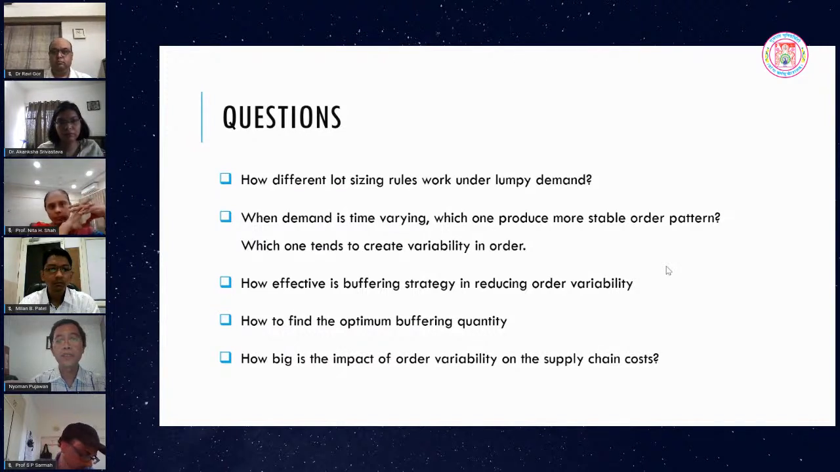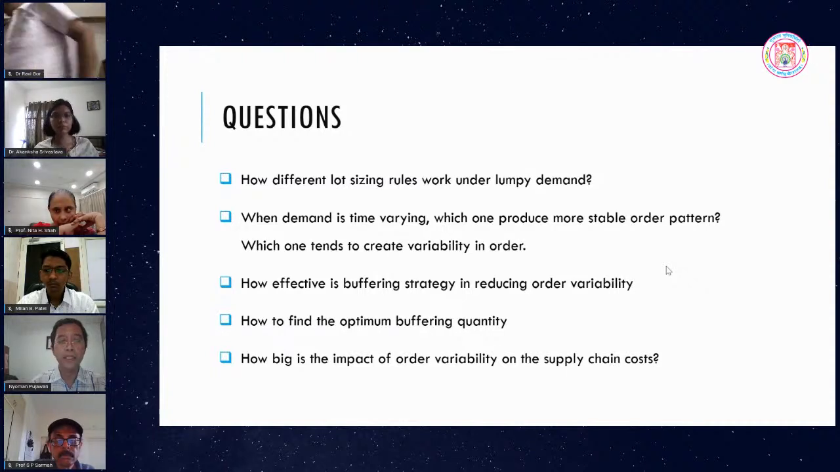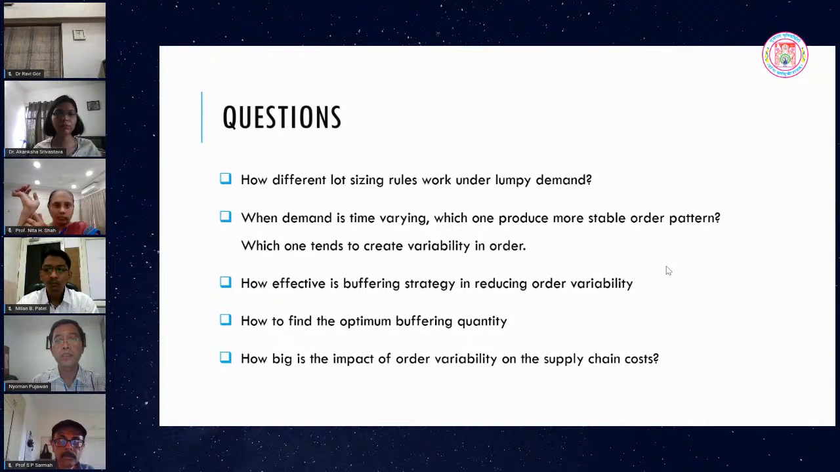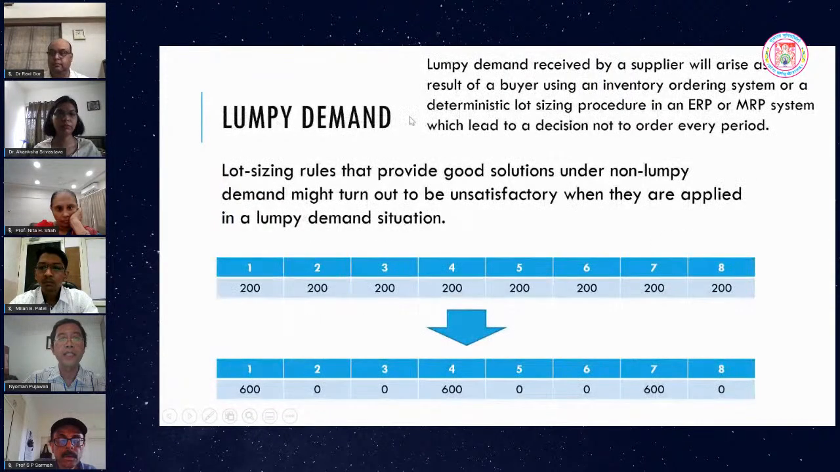And then if you are looking more holistically, you probably also need to look at the impact of different order variability on the total cost at your supplier. So we are looking at the supply chain. You are not looking at one stage in the supply chain, because the demand pattern that you create will impact the total cost at your supplier. That is the basic idea of most of the work that I'm trying to present here.